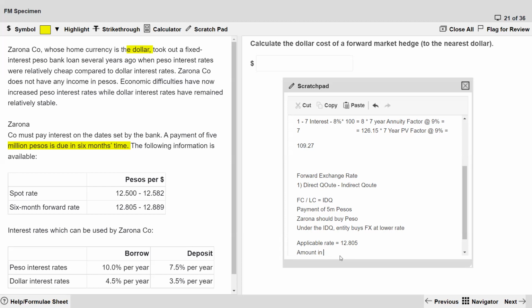The amount in dollars is going to be 5 million divided by 12.805, which is equivalent to 390,472. So your dollar cost to the nearest dollar is going to be 390,472.